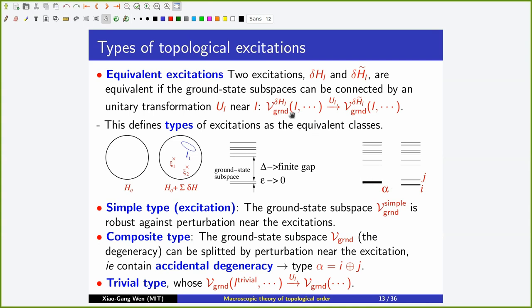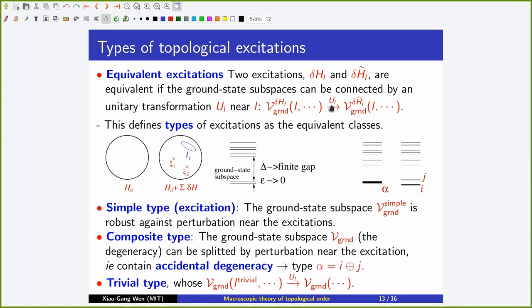Here I say that we have an excitation, we have a trap, and we have a ground subspace. So this generalized state is given by those traps. Then we can ask the following question. Let's only modify one trap slightly. When you modify this trap slightly, the ground subspace may rotate into another ground subspace. So we may have a unitary transformation connecting two ground subspaces.